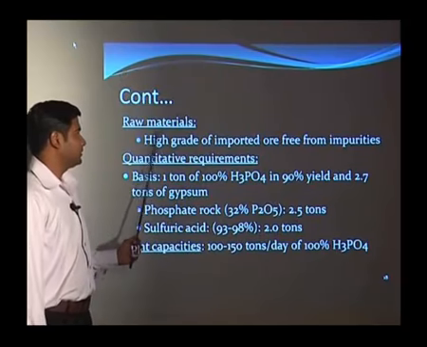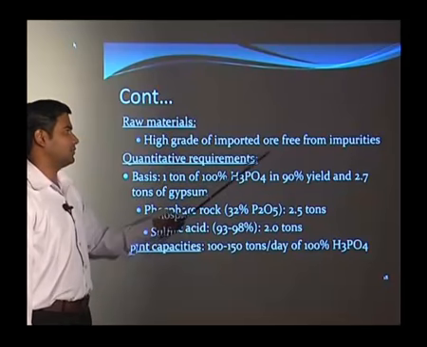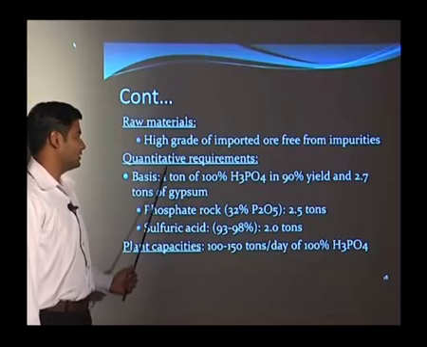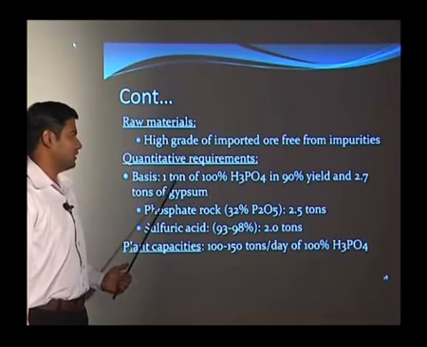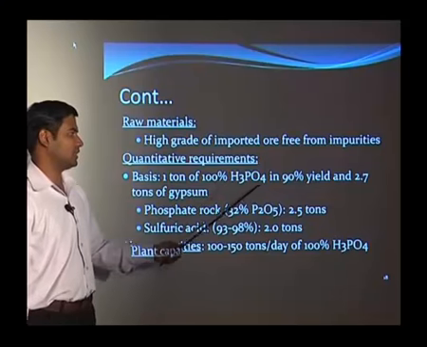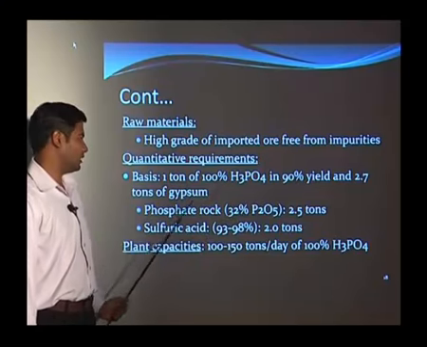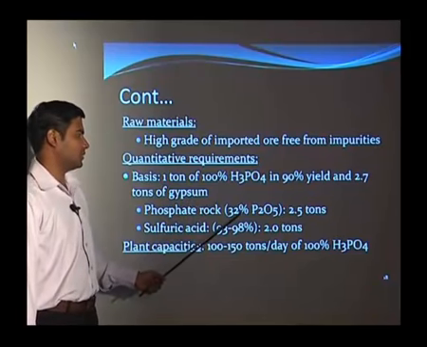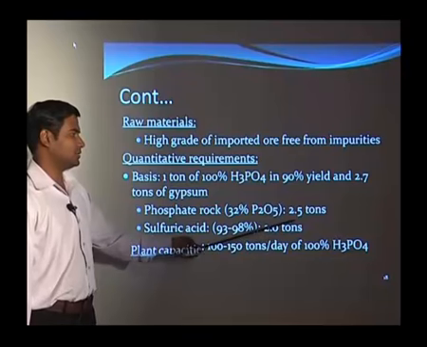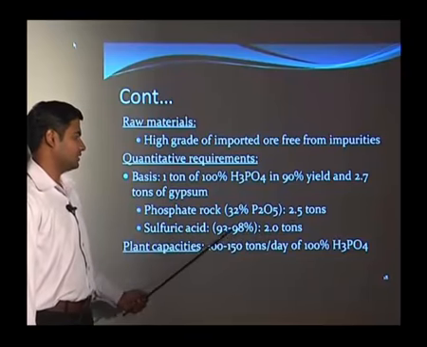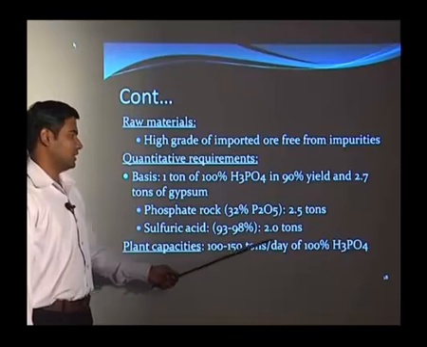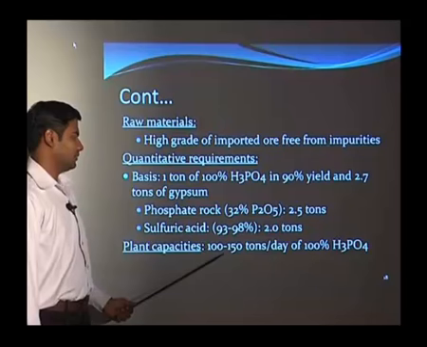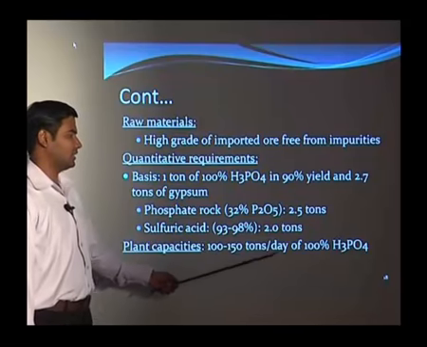The raw material required is high grade imported ore free from impurities, that is, rock phosphate. And if you see the quantitative requirement, if we are producing 1 ton of 100% phosphoric acid in 90% yield and 2.7 tons of gypsum, then we require phosphate rock with 32% phosphorus pentoxide, that is 2.5 tons, and sulfuric acid of 93 to 98%, which requires 2 tons. And the plant capacities may vary from 100 to 150 tons a day of 100% sulfuric acid.